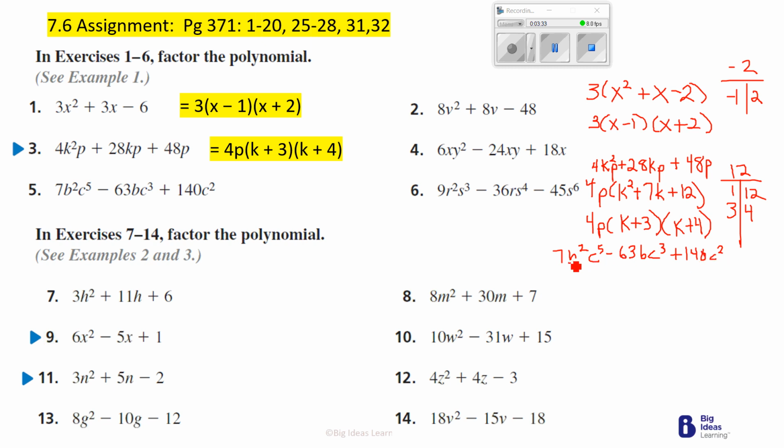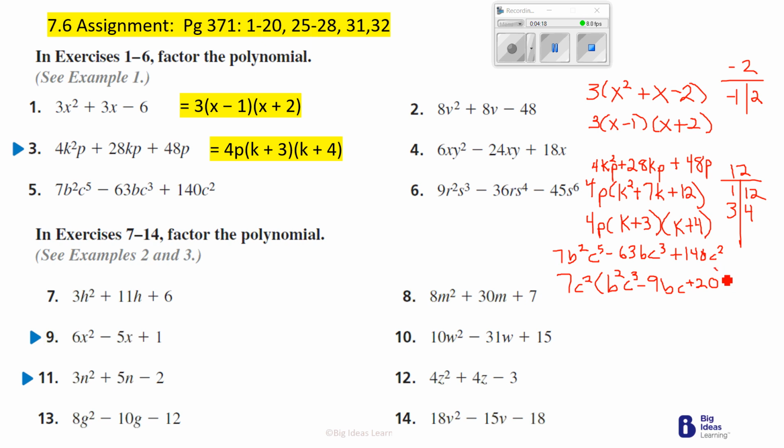Okay, I see that I can factor out a number here, and that's 7 from everything, right? And I can also factor out c to the, looks like the second power over here. So I'm going to take 7 times c to the second power, factor it out. That's going to leave me b to the second power, c to the third power. This is a negative 63 from what I see. So negative 63 divided by 7 is negative 9bc, because I'm taking away c to the second power. And then 140 divided by 7, that's going to give me 20.